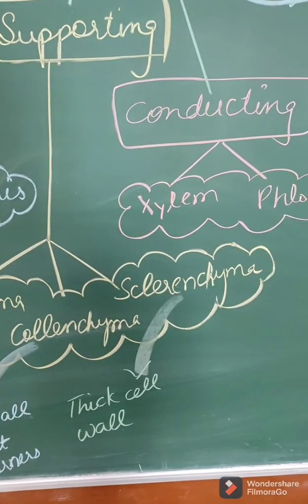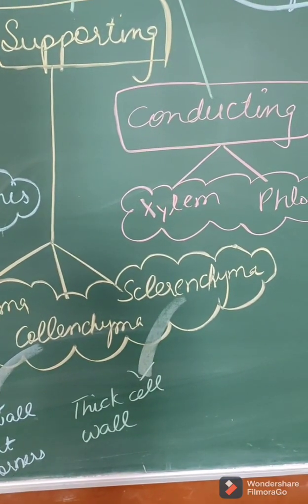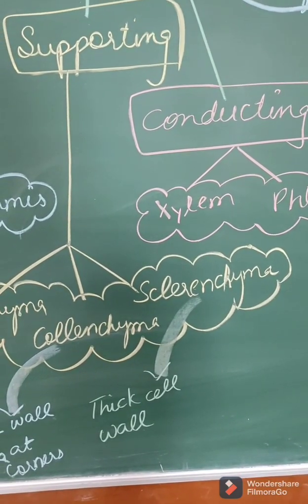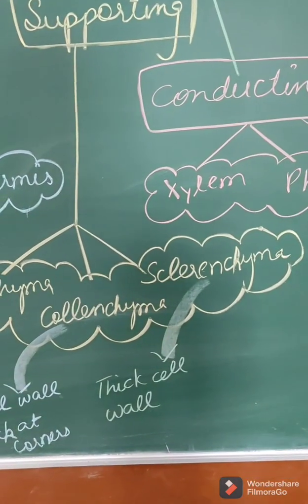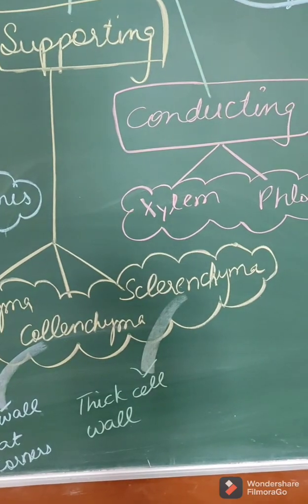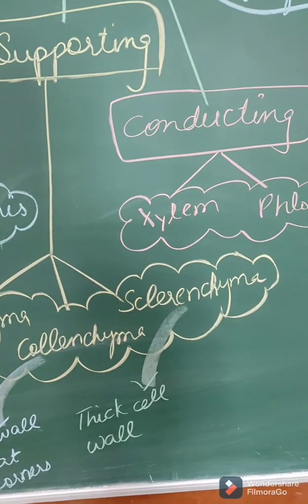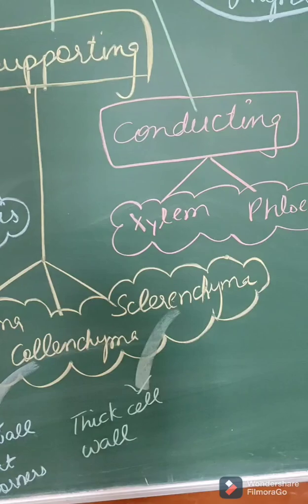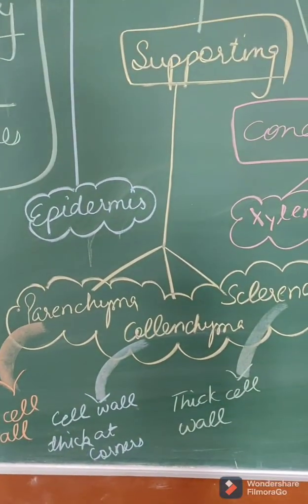Next we have sclerenchyma, in which the cells have a thick cell wall. And these cells are dead cells. They always provide support and mechanical strength to the plant. These are of two further types: sclerenchyma fibers and sclereids. Sclereids are also known as stone cells. When you eat a pear or apple, the grittiness inside that fruit is due to the stone cells, which are a part of sclerenchyma. So with this, supporting tissue is completed.